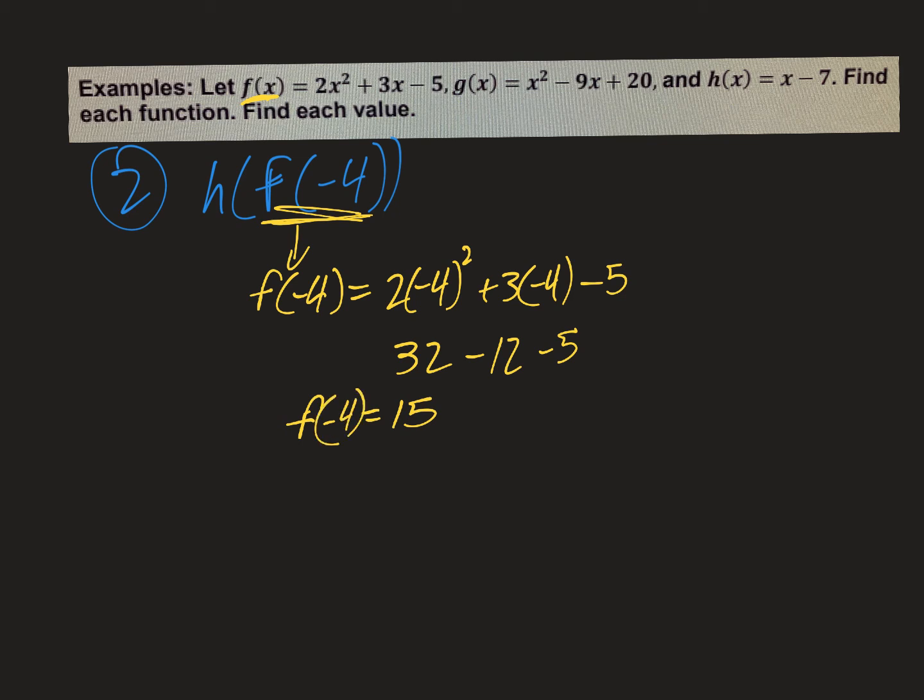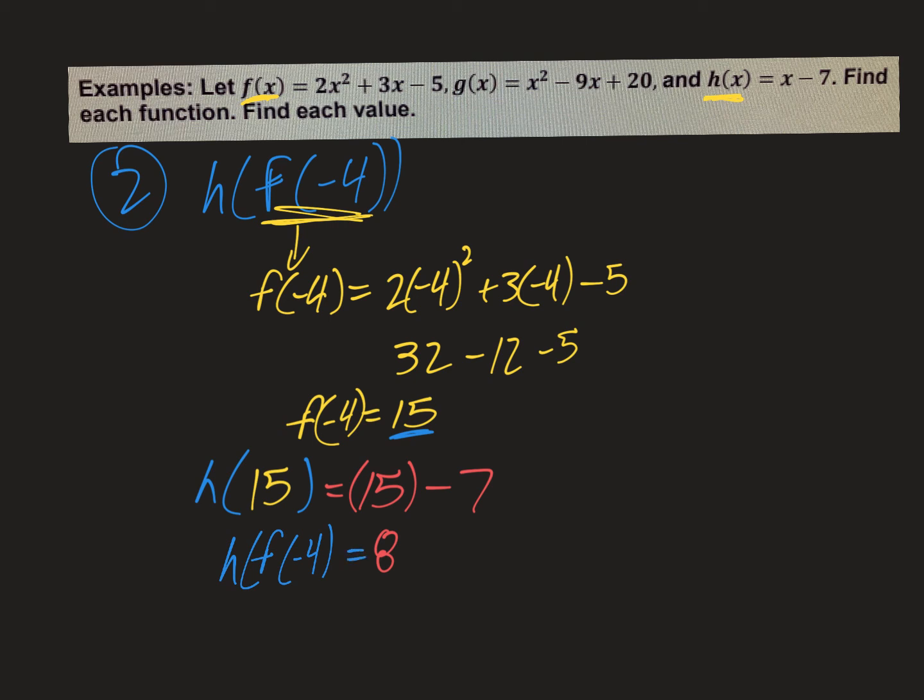So now that we've got that inside bit, let's set up the outside bit, h of, and we're going to plug in this 15 that we got. Okay, so over here we've got that h function, and we're going to solve that using 15. So here we go. We've got (15) minus 7. And I'll put parentheses just to show that I'm plugging that in. So what's 15 minus 7? Just 8. And so we can overall say that, hey, h of f of -4 was equal to 8. Okay, so start from the inside, solve that bit, plug that number into the next bit, and so on.